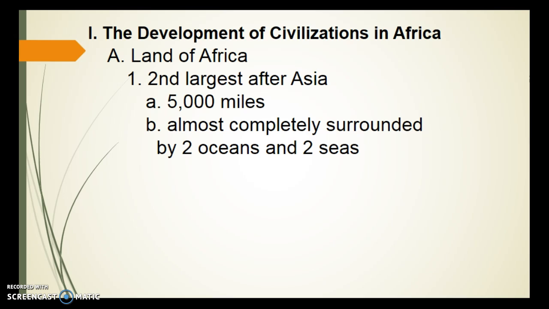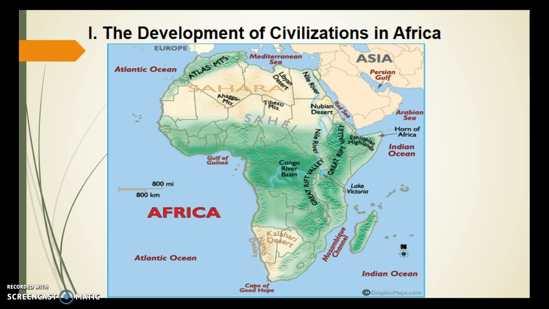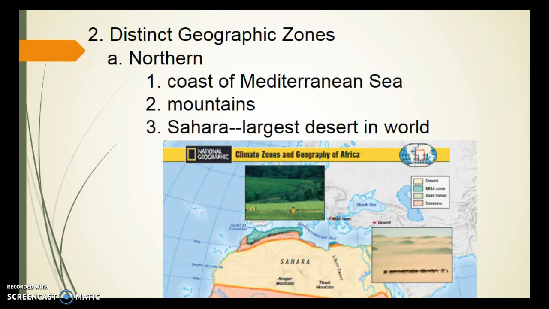All right, the land of Africa. Africa is the second largest continent after Asia. It's about 5,000 miles north to south, and it's almost completely surrounded by water. You have the Atlantic Ocean, the Indian Ocean, the Mediterranean Sea, and the Red Sea, and it is connected to Asia along the Sinai Peninsula up here by Egypt. But of course, now the man-made division of the Suez Canal has completely separated it.